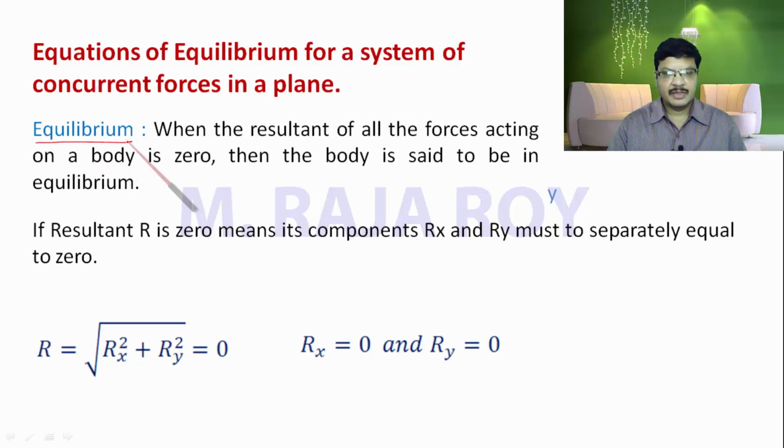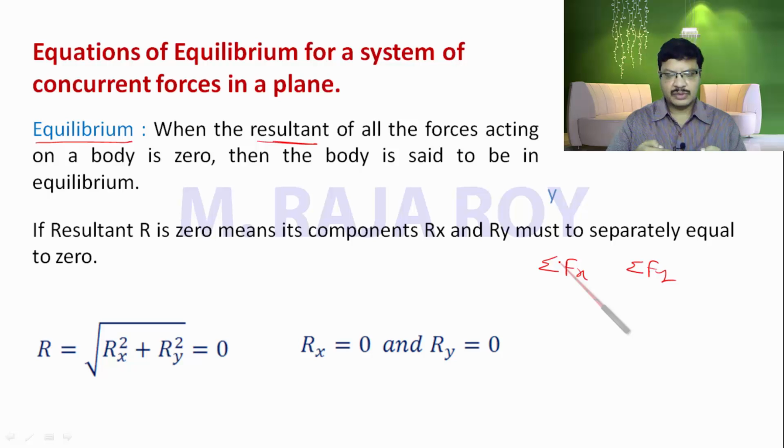Equilibrium means that the effect of the resultant force, whatever resultant we are finding by taking sigma Fx and sigma Fy, is 0, which means automatically there is no effect. Suppose you are applying two equal and opposite forces on a point. What is the resultant? 0. That means that particular object is in equilibrium, it is not moving anywhere.